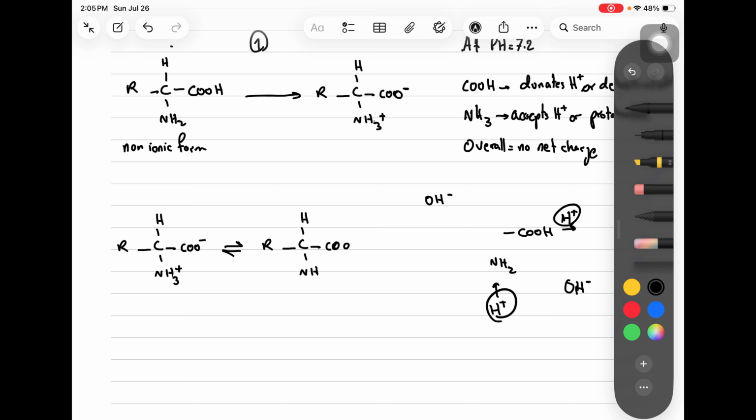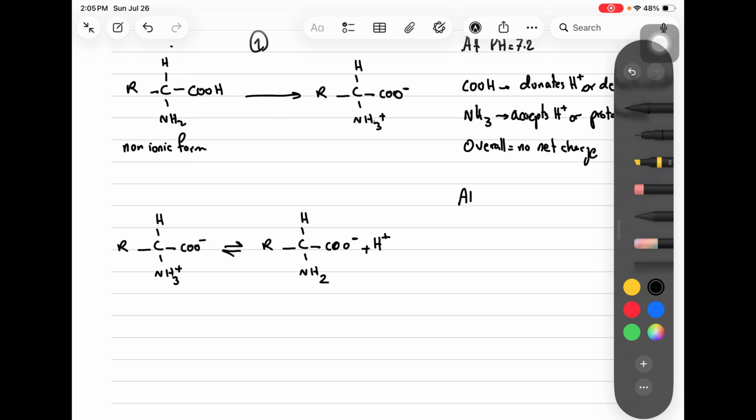So what do you think, which group would get ionized? Which group loses its hydrogen? Is it the amine group or carboxylic group? It's a carboxylic group. So the amine group would not lose any proton, while the carboxylic group loses its proton and it gains a negative charge.